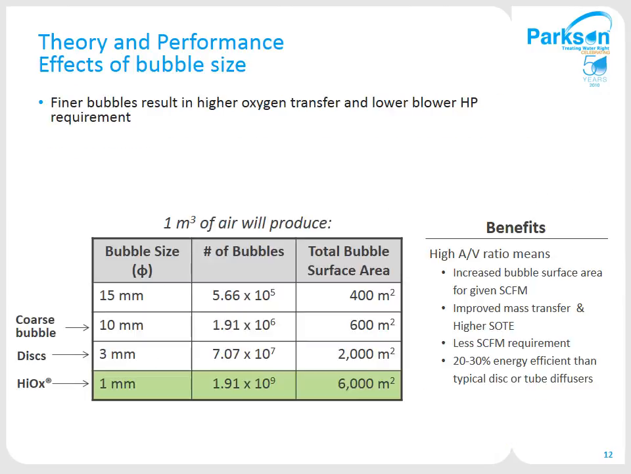The degree that bubble surface increases with decreasing diameter is shown by this table. You can see that a bubble 1/10 the size in diameter has 10 times the surface area, leading to more effective transfer of oxygen for a given amount of air.